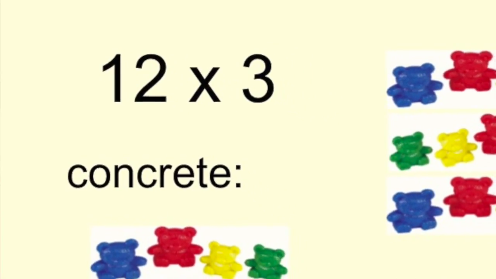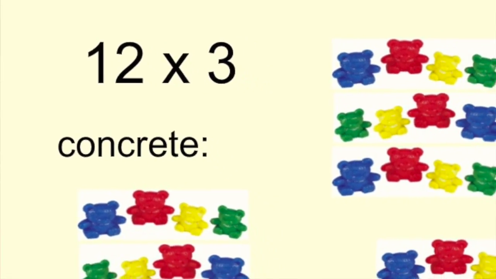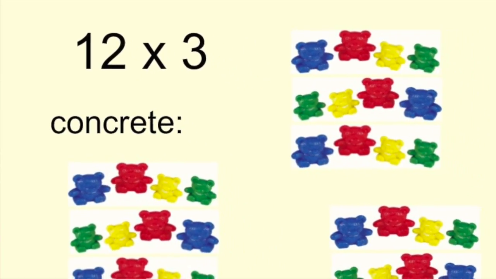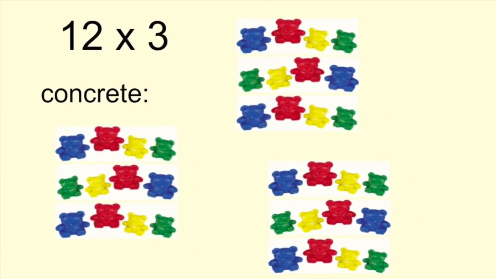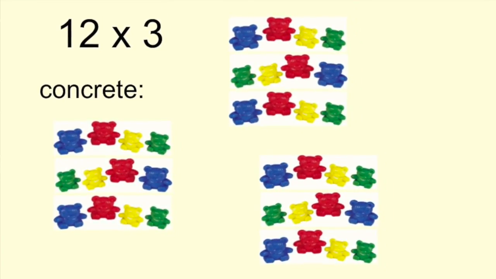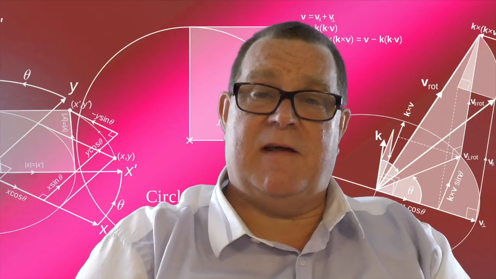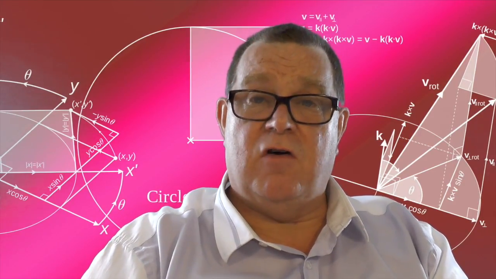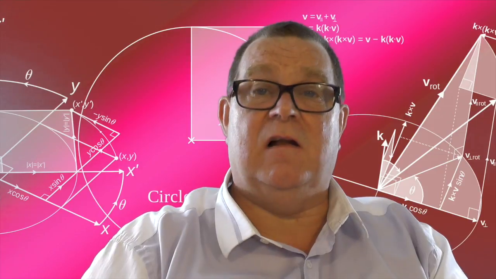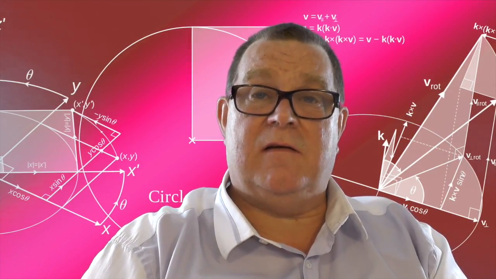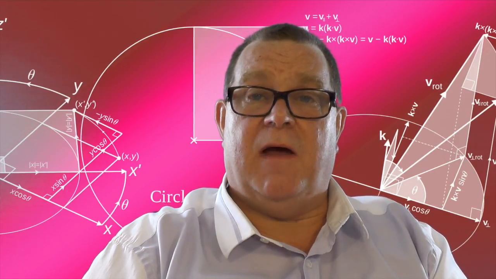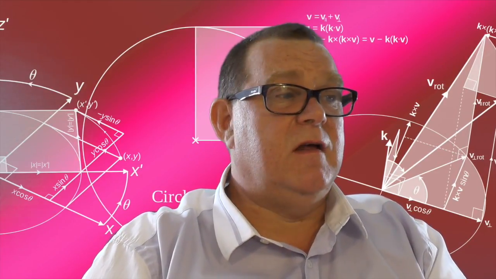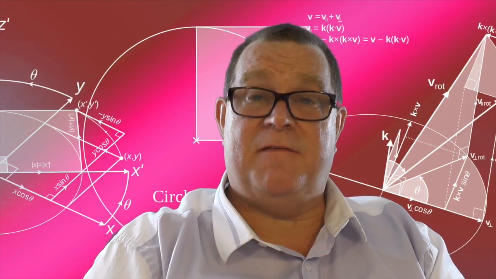So children can go away and count the number of compare bears as 12, then they count another set of 12 and a third set of 12. And then to find the answer, they simply count all of the compare bears to find the answer 36. Now this is an important stage in children's learning of multiplication, the concrete stage. It allows them to physically handle objects that equate to the number sentence. We then would move on from that, away from the physical concrete items to a semi-concrete, where we would use images to replace the physical objects.